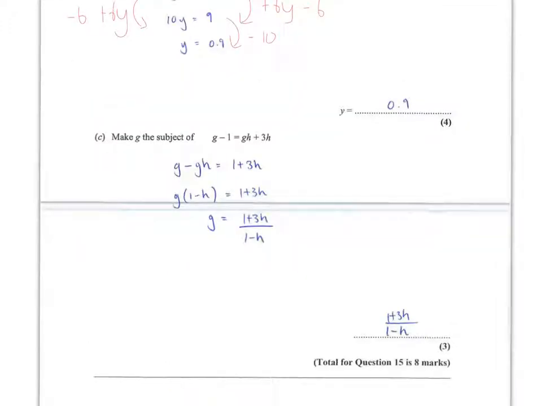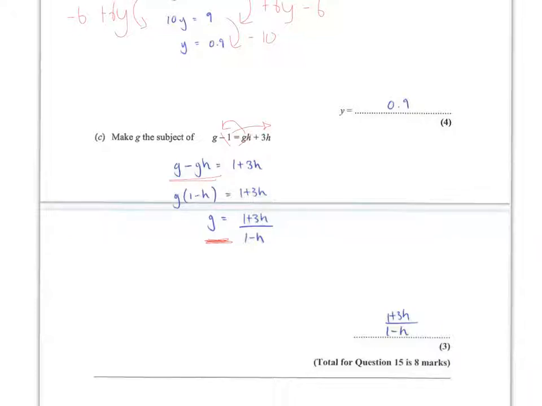To make g the subject of the formula, I want to end up at the point g equals. That's what I'm aiming for, and I do not want the g variable anywhere else other than just by itself on one side. So first things first, I need to get all the g terms to one side. So take away gh, and at the same time let's add the 1. Adding the 1 to both sides will cancel that minus 1. Subtracting gh will cancel that gh. I'm left with g minus gh equals 1 plus 3h.